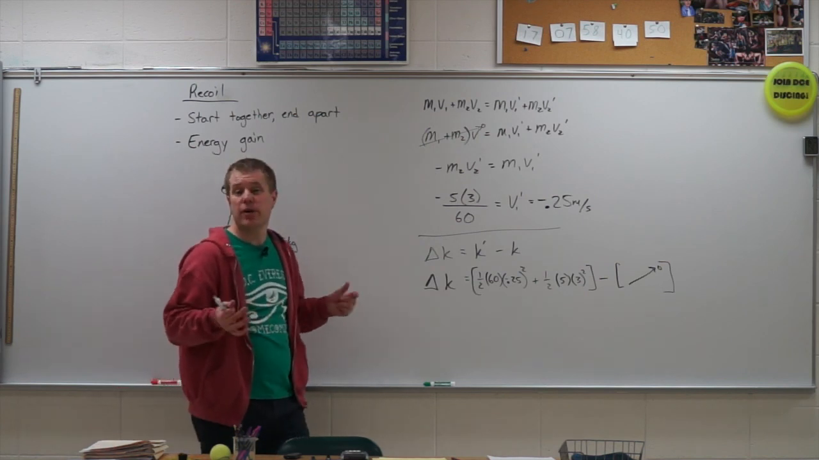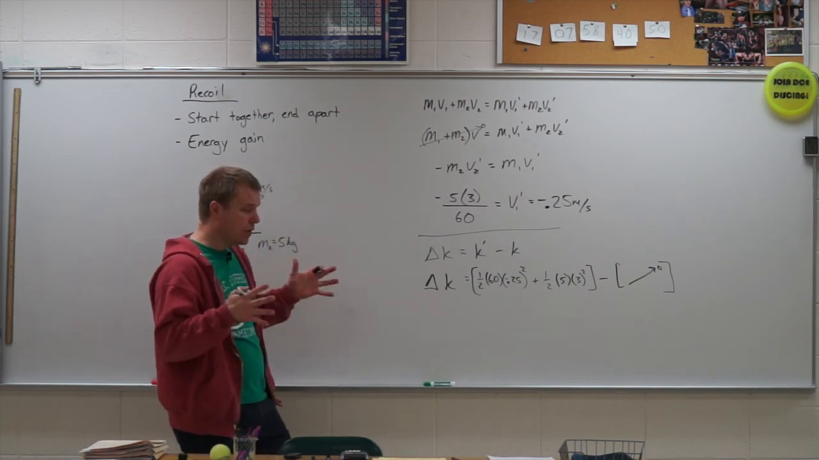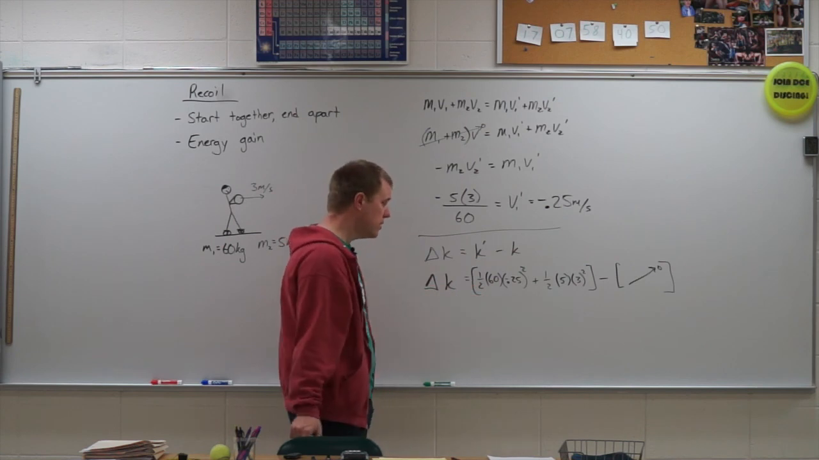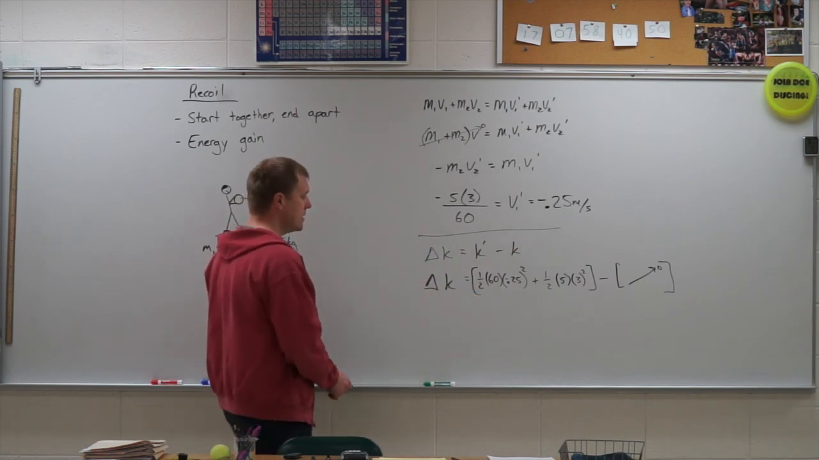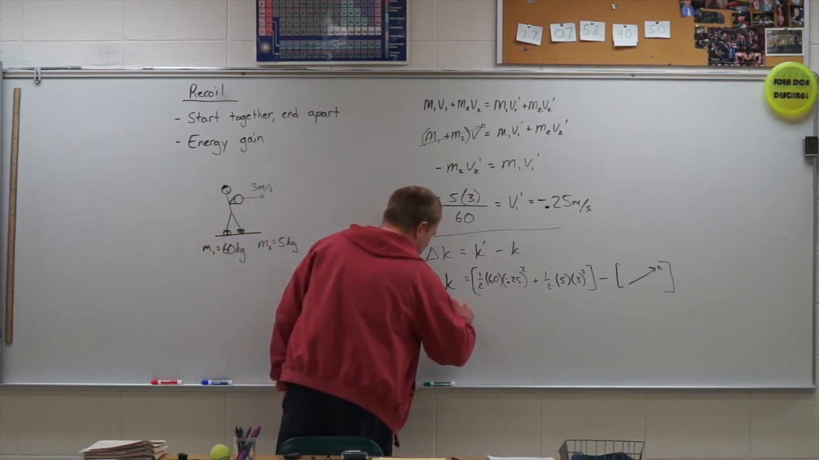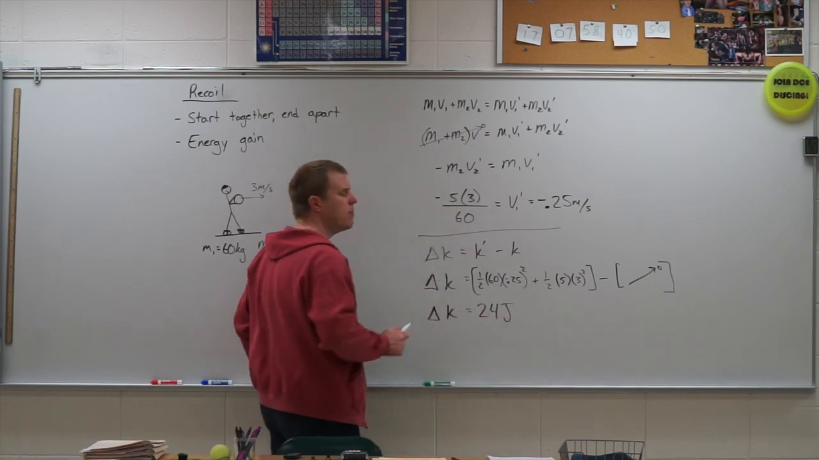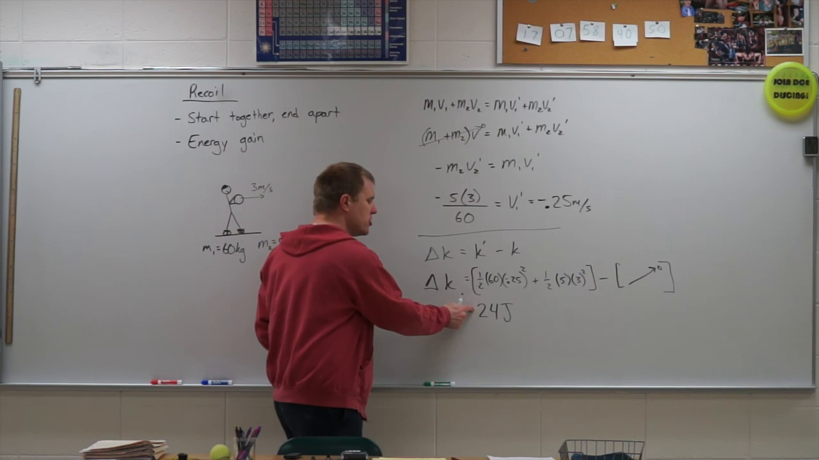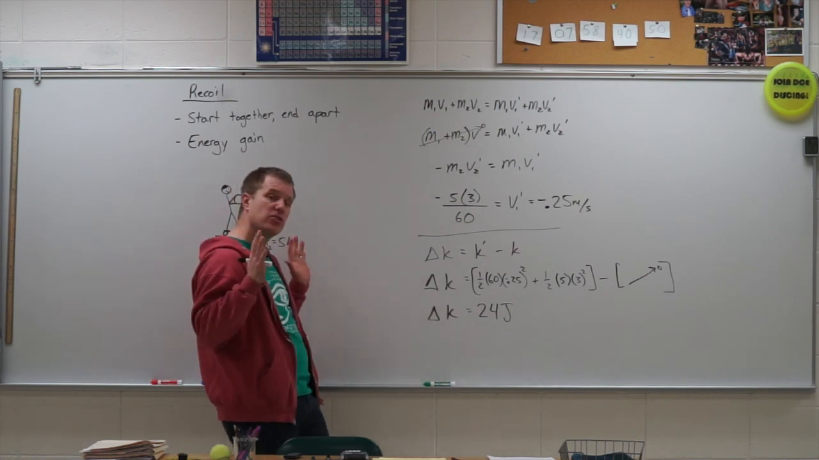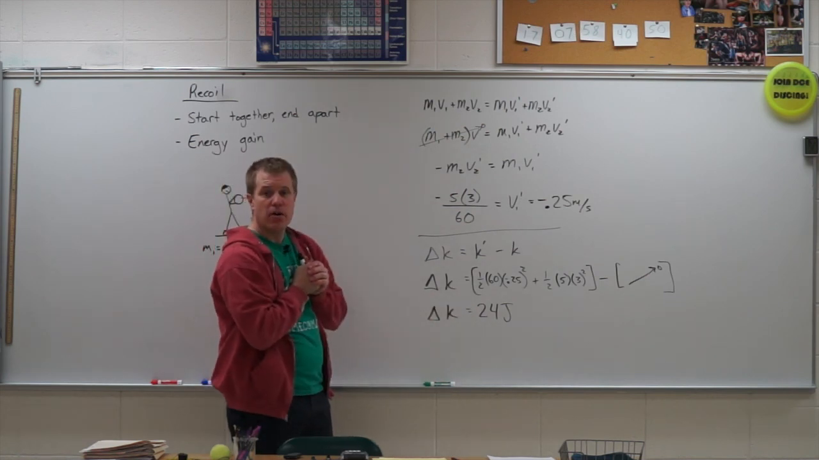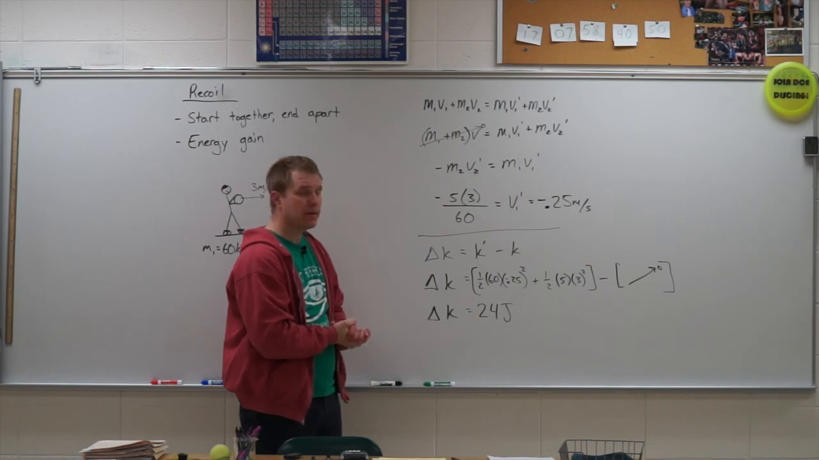Now that doesn't mean that the student couldn't be rolling on the roller skates and then throw the ball, but in our case it didn't have that. And so our change in kinetic energy was 24 joules, and the fact that it's positive means we've gained energy. Work has been done by that student pushing the ball. Okay. That's recoil.